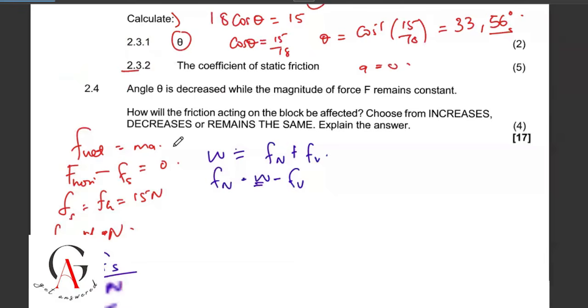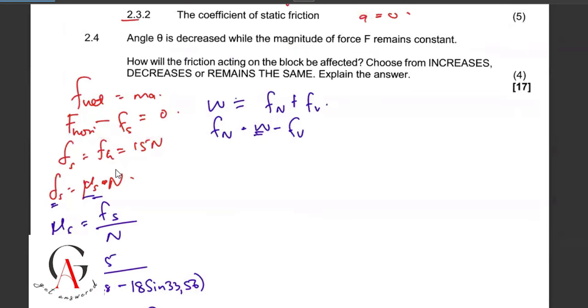And then when I simplify this, let's punch this into the calculator: 5 times 9.8 minus 18 sine of 33.56. I get 0.38 as my coefficient. All right, then 2.4. The angle theta decreases while the magnitude remains the same. How will the friction acting on the block be affected?